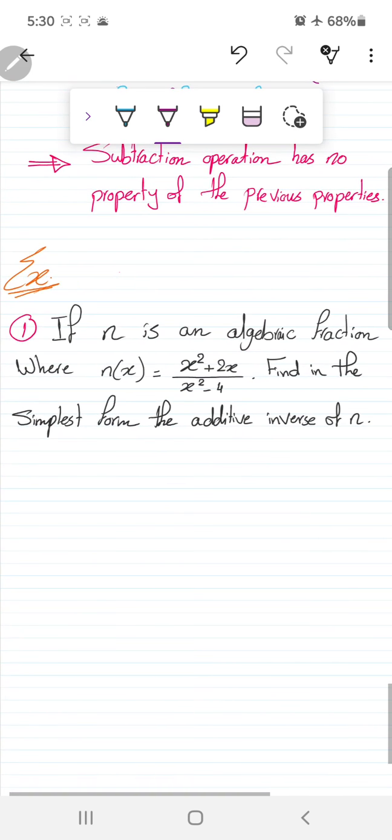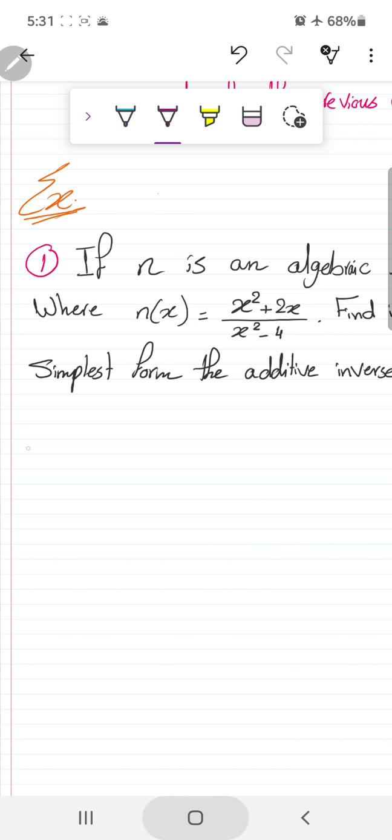We have some examples. Number one, if n is an algebraic fraction where n of x equals x power 2 plus 2x over x power 2 minus 4, find in the simplest form the additive inverse of n. To get the additive inverse of n, first we must get n in the simplest form. As we studied before, first factorize, get the domain, reduce, and finally get the additive inverse. So first get n in the simplest form. N of x equals x power 2 plus 2x over x power 2 minus 4.